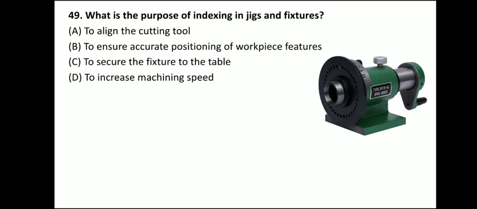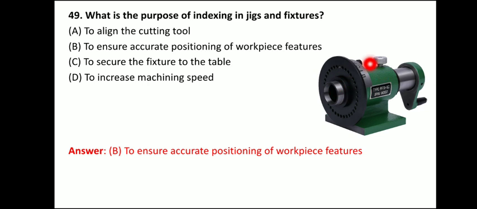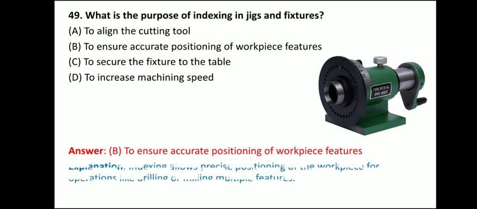What is the purpose of indexing in a jig and fixture? So here you can see this is the indexing mechanism. Here you can fix your workpiece, and here you can index that workpiece. So to ensure accurate positioning of the workpiece features. So indexing allows precise positioning of the workpiece for operations like drilling or milling multiple features.